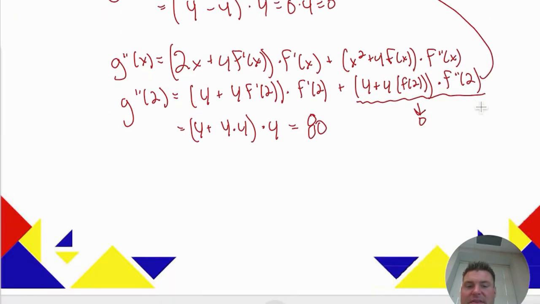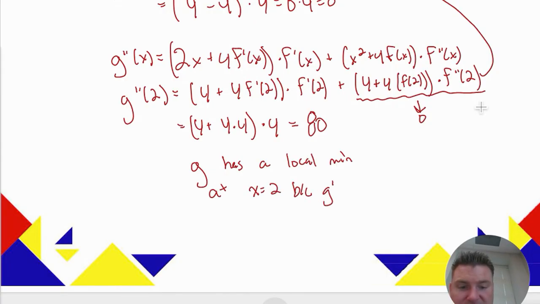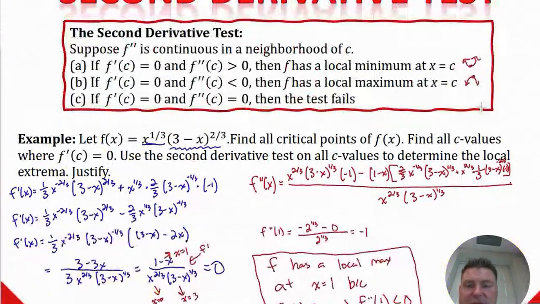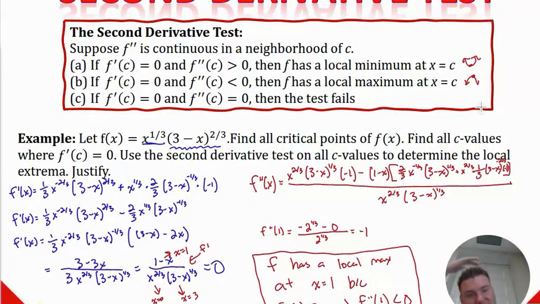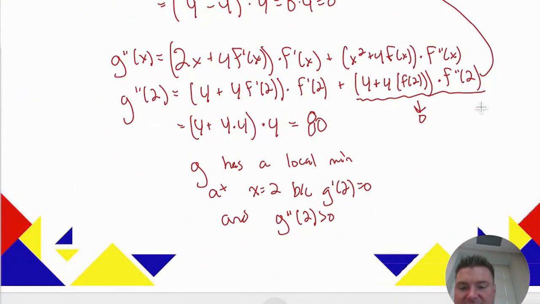So we know that this is going to be a local min. So g has a local min at x equals 2 because, first off, g prime of 2 is equal to 0, and g double prime of 2 is positive. Just to remind you back up here, whenever we are positive with our second derivative, we're going to have a local minimum. So we have a local minimum here. We justified it. This is exactly what we need to see.